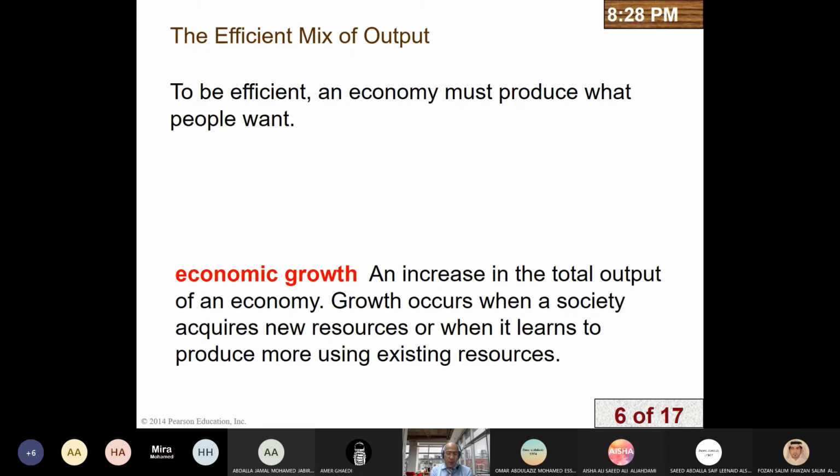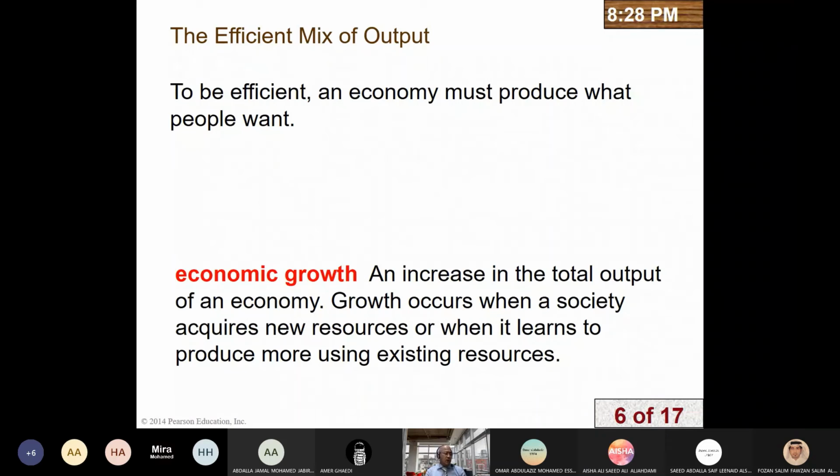So again, what is economic growth, Fawzan? An increase in the total output of an economy. Growth occurs when a society acquires new resources or when it learns to produce more using existing resources. Okay, see here how I'm going to explain economic growth. I will add information. For this reason, I advise you to print out the slides and write notes, even keywords, so it will help you to remember my explanation.